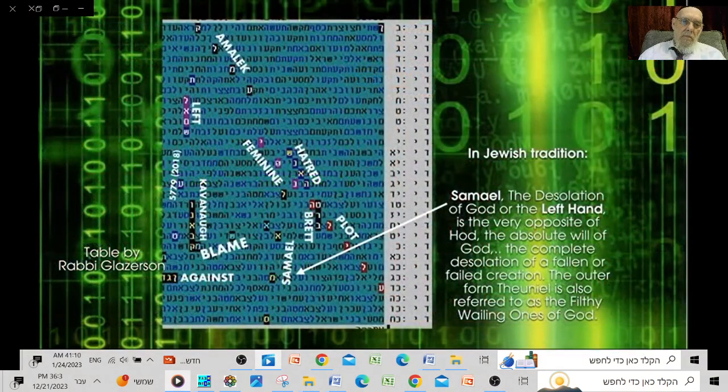This is another one. In Jewish tradition, the word Samael, which is in this, it's the desolation of God or the left hand. So this is kind of a problem that the left has, always going against things. In this table is the word Kavanaugh and blame, hatred, and a feminine plot, which we pretty much discovered that was the case. Most of the women that said that Kavanaugh abused them have recanted.